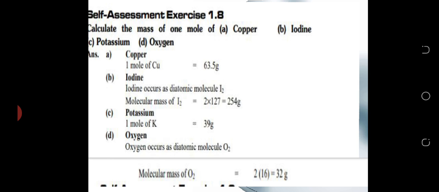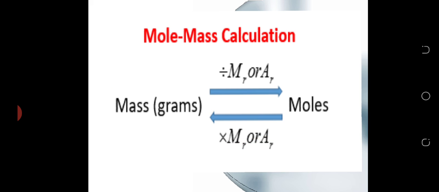Oxygen occurs as a diatomic molecule because it is a non-metal and it is a gas. So gases and non-metals usually occur in diatomic form. The atomic mass of oxygen is 16 and as you know it occurs in diatomic form. We multiply 16 by 2 so we will get 32 grams. Now mole mass calculations. Here simply you can see we can convert the mass in gram into moles and moles into the mass in gram.